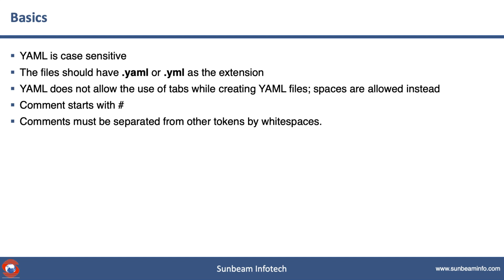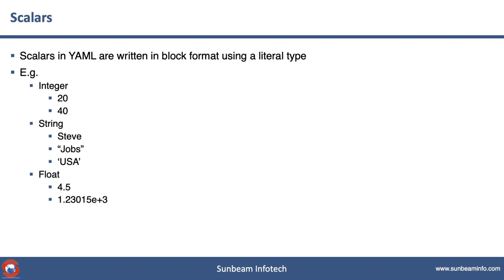Inside YAML, there are only three things. One of them is a scalar. Now what is a scalar? A scalar represents a single value. For example, 20 and 40 are integer values. Steve without any single or double quotes, "Jobs" with double quotes, or 'USA' with single quotes, all of them are strings. 4.5 or a number with the E symbol are floats. So a scalar simply represents a single value.